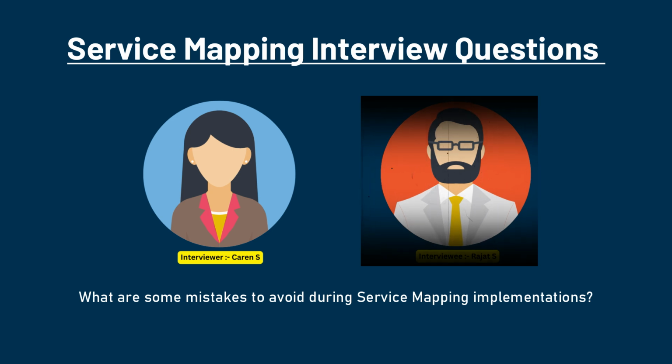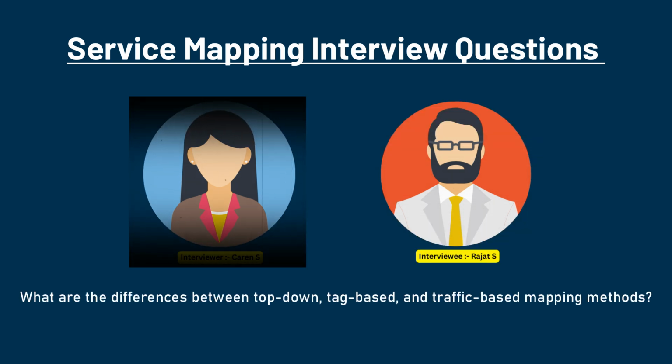Yes, service mapping is important, but coordination with the discovery team is very important here because ultimately we are using the discovered horizontal infrastructure, and then using on top of that this discovery. This is service mapping. So that's why these are the points which, if we do not follow, may lead to failed service mapping. What are the differences between top-down, tag-based, and traffic-based mapping methods?